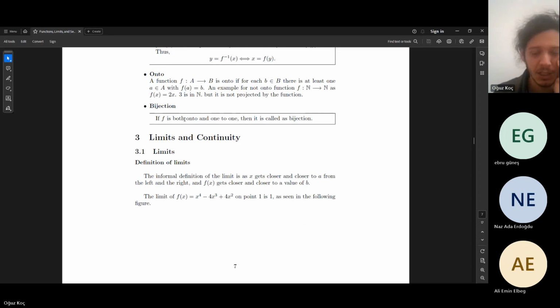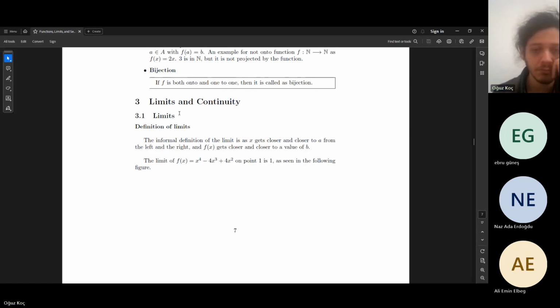Bijection. If f is both onto and one-to-one, then it is called a bijection. Actually, if the function f satisfies all the conditions of the onto and one-to-one properties, we call it a bijection function.